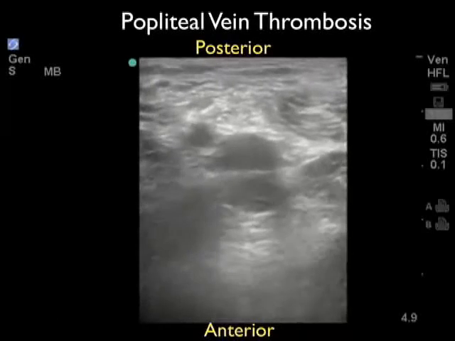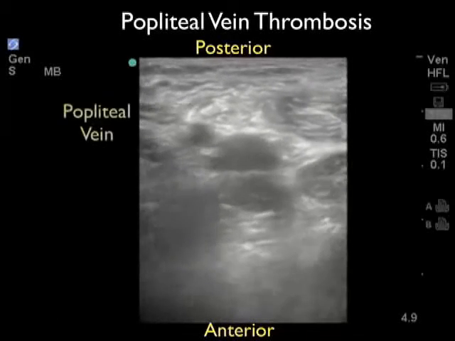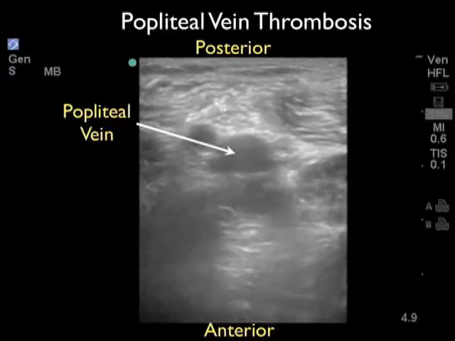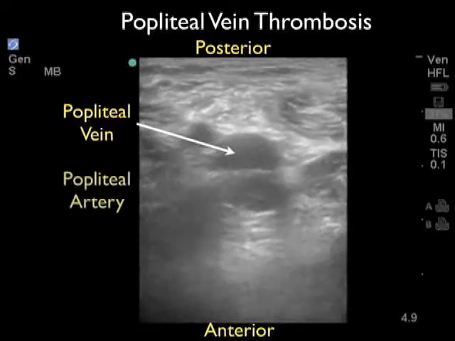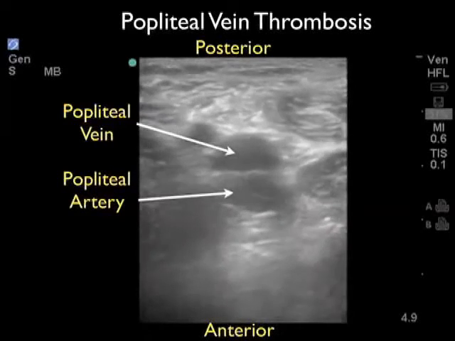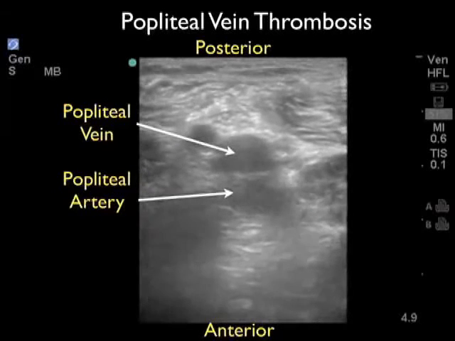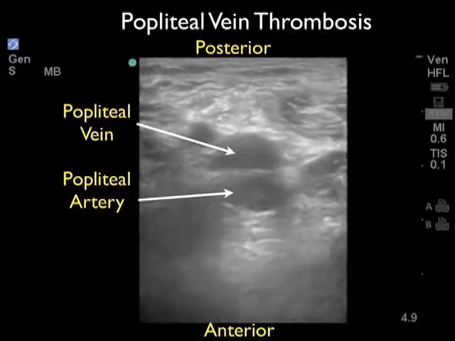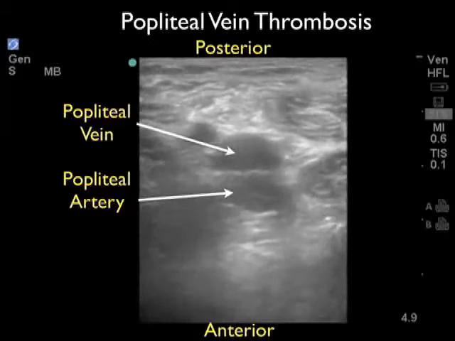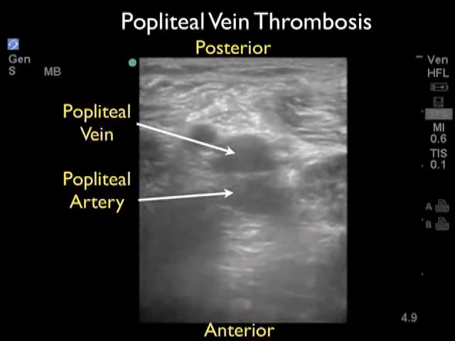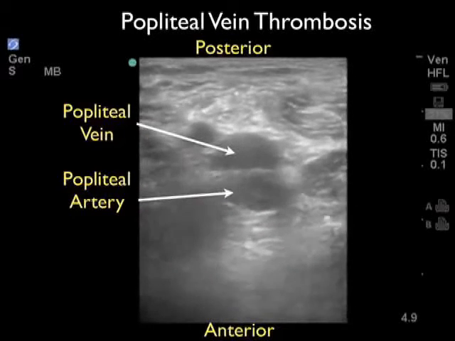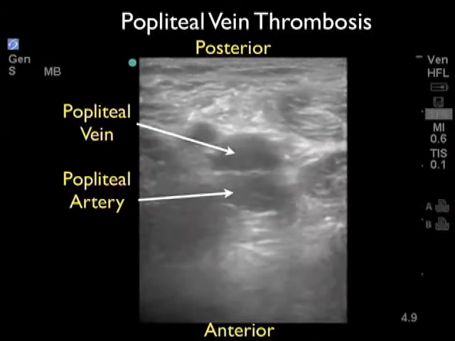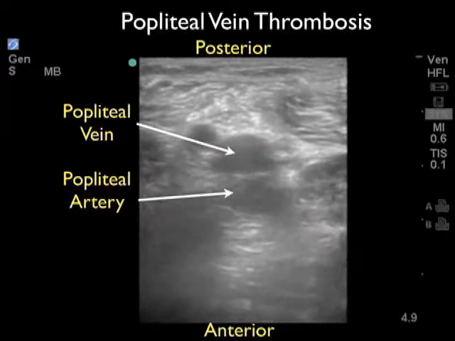This video clip was taken from a patient who presented with a painful swollen calf. We identified the popliteal vein as seen to the top of the image, or posterior in relation to the popliteal artery, which is seen here anteriorly or towards the bottom of the image. Now we're pressing down with the probe, applying pressure to the popliteal vein, and we notice a positive finding. The popliteal vein fails to compress with direct probe pressure.